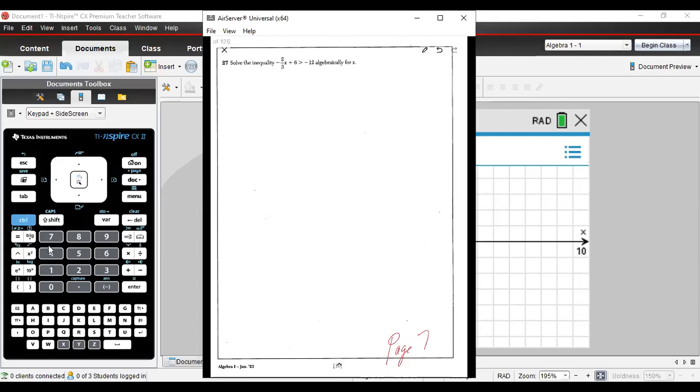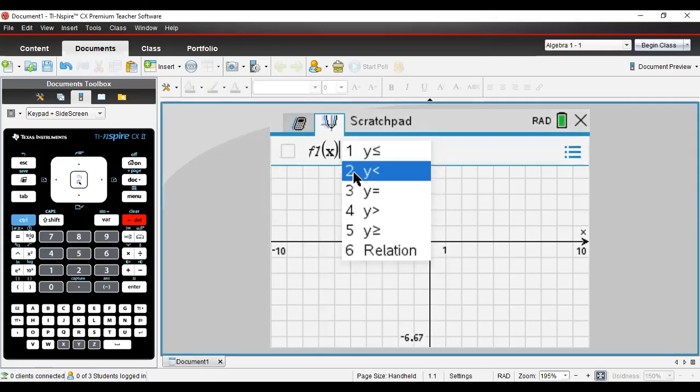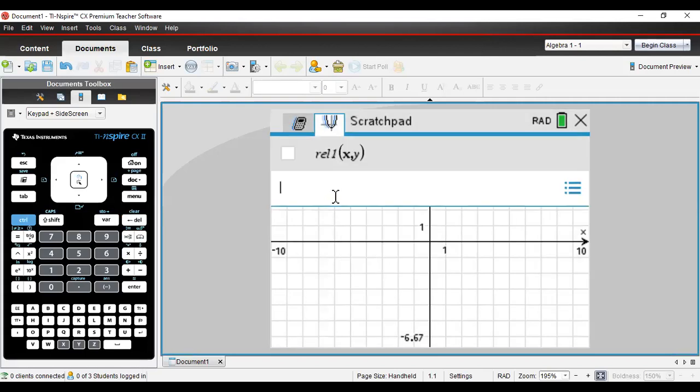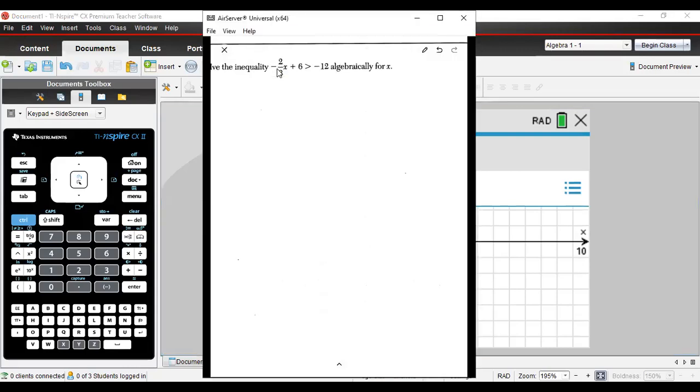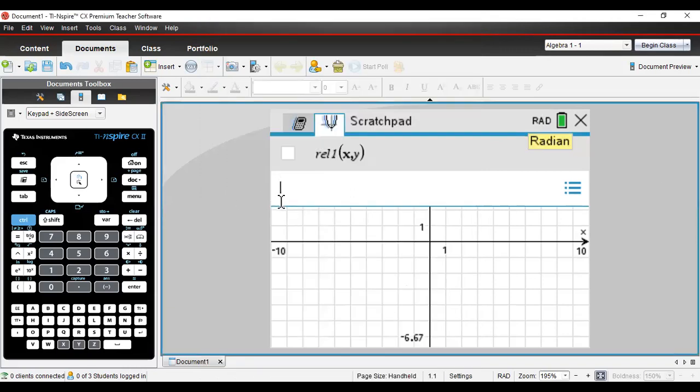We got the calculator here. Right now it's set up as a function. Just delete the equal sign, go down to option 6, and then just key in the inequality. So this is going to be negative 2/3 x plus 6 is greater than negative 12. I'm going to do it graphically with the calculator first, and then I'm going to show you how to do it algebraically.